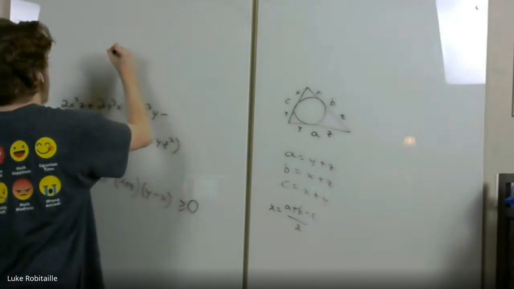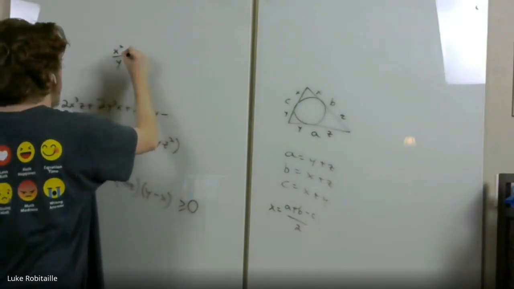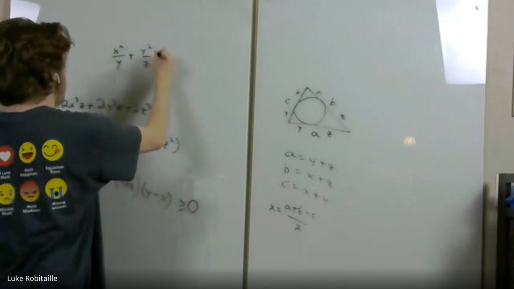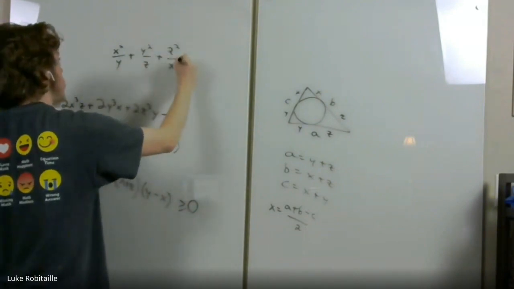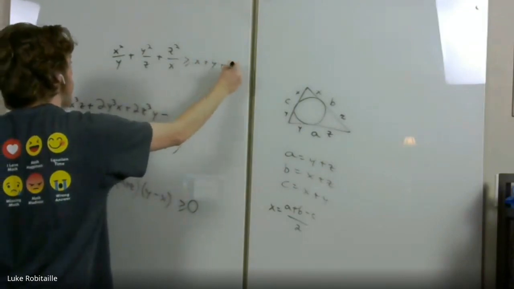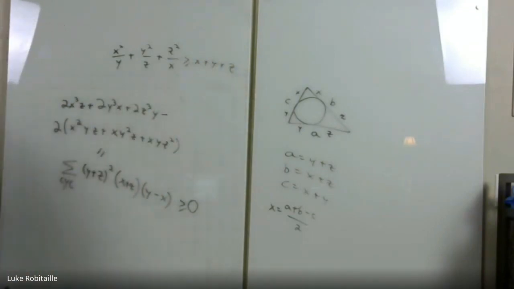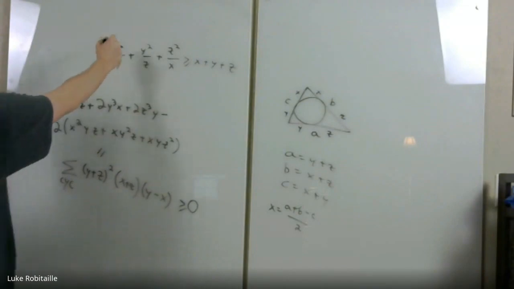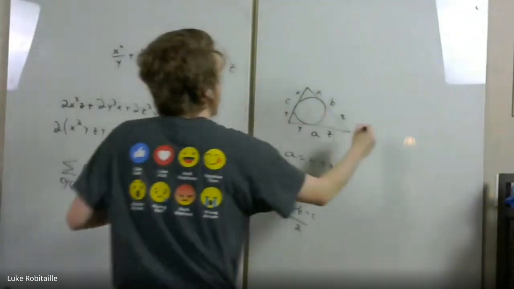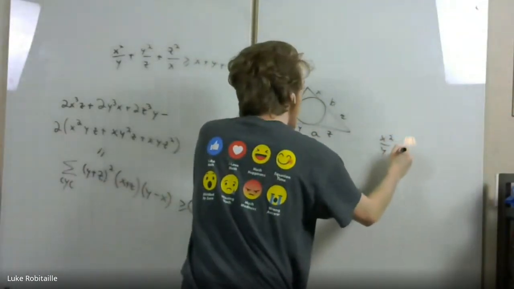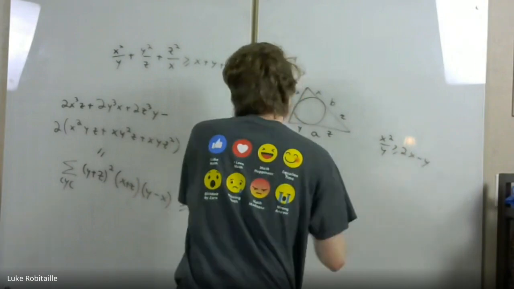It's equivalent to just saying x squared over y plus y squared over z plus z squared over x is greater than or equal to (x plus y plus z). And this is immediate by just Titu's lemma, because this is (x plus y plus z) squared over (y plus z plus x). So that proves the problem. And another way you could have written it is just to write x squared over y greater than or equal to 2x minus y, and then sum it up.